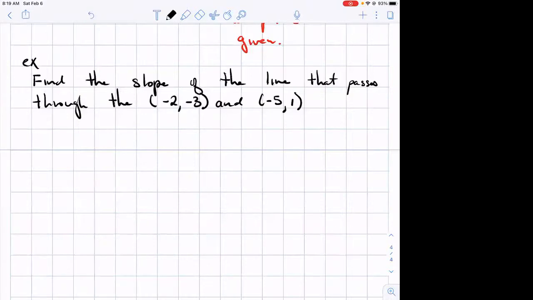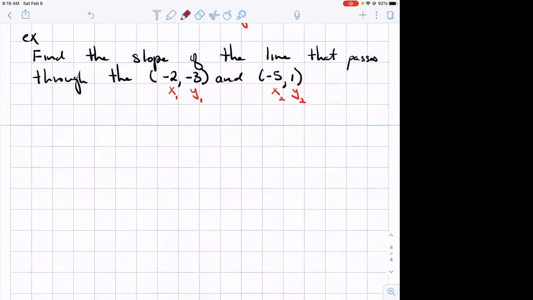Now we have seen before that every point consists of an x and a y. Okay? And since we have 2 of them, it doesn't matter. I'm going to call this the first point and call this the second point. It doesn't matter if I had called this the first point and called this the second point. It doesn't matter. Okay? But you have to decide. Now you're asked to find the slope and you're given 2 points. So we will use the slope formula.